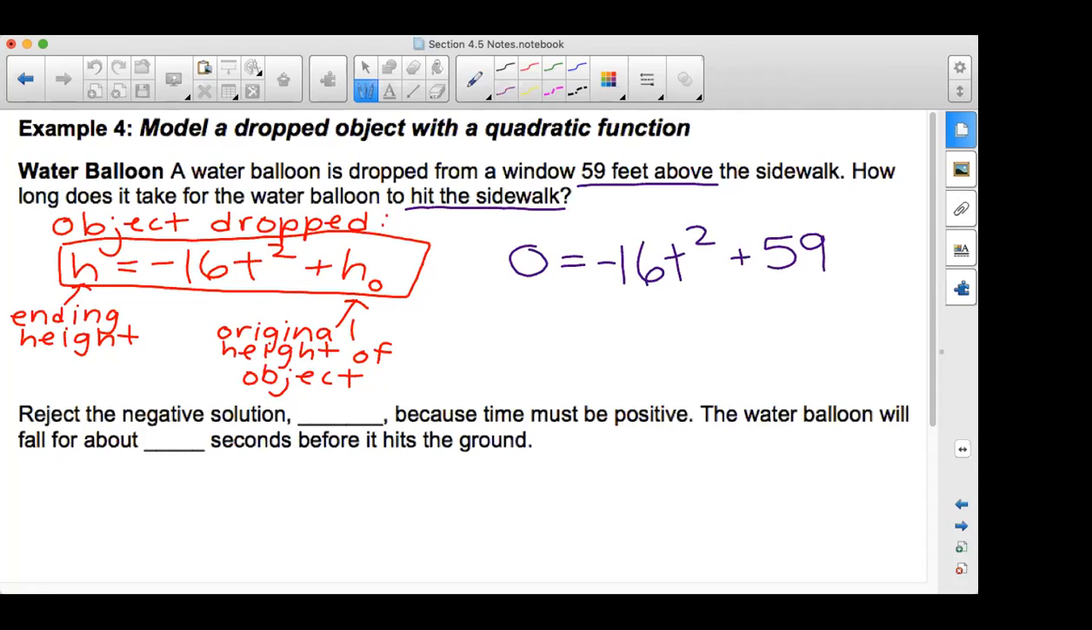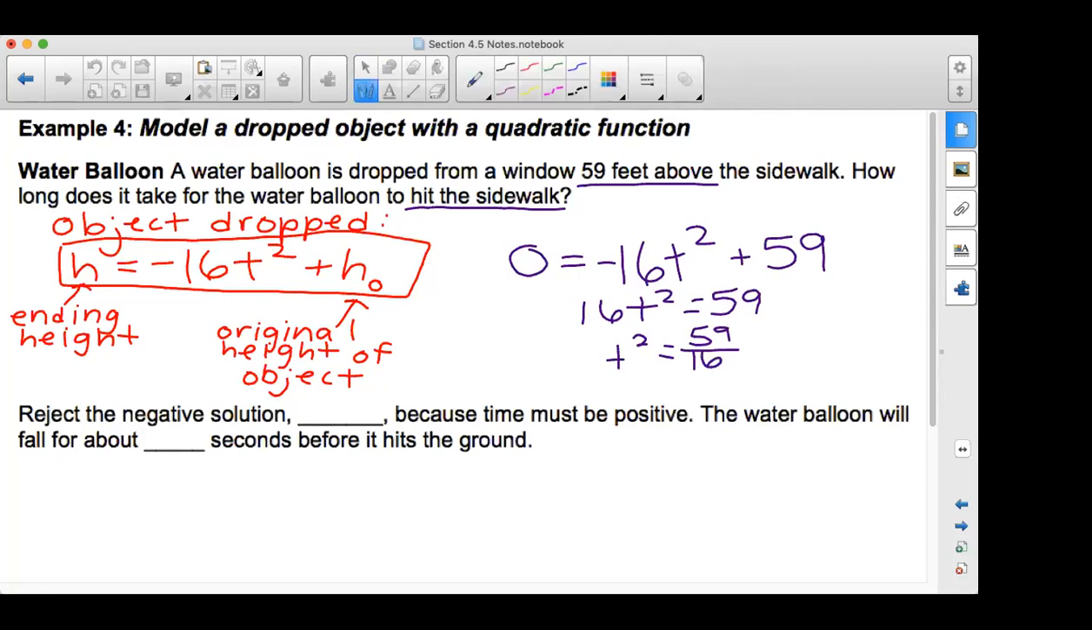Good. So now we're going to add this 16t squared to the other side so that we have 16t squared equals 59. So that we're solving for t. Now what are we going to have to do to solve for t? Yeah. So we have t squared over 59 over 16. Now what?